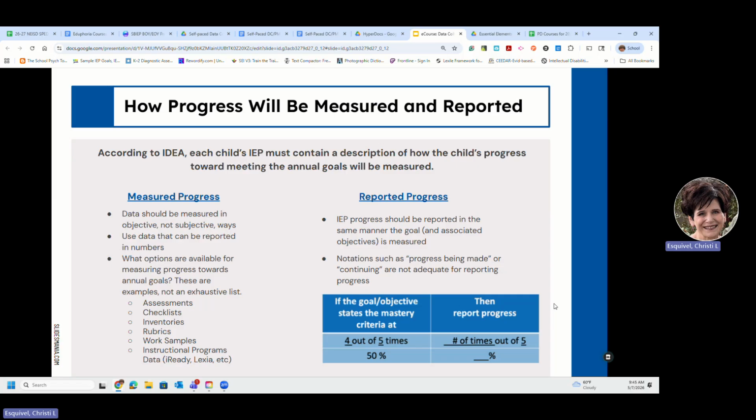For example, if the goal or objective states that the child will master a goal 4 out of 5 times, then report progress in that same way. For example, how many times out of 5 the student is able to accomplish the goal or objective. If the goal or objective is written as a percentage, then report progress as a percentage. Let's look at this in a little more detail.